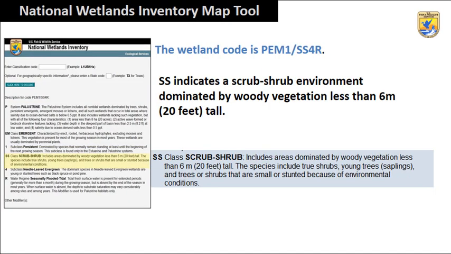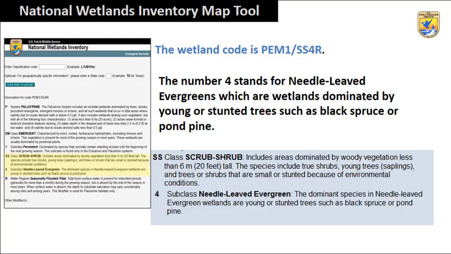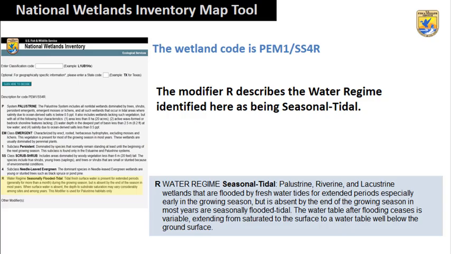SS indicates a scrub shrub environment dominated by woody vegetation, less than 6 meters tall. The number 4 stands for needle-leaved evergreens, which are wetlands dominated by young or stunted trees such as black spruce or pond pine. The modifier R describes the water regime identified here as being seasonal tidal.